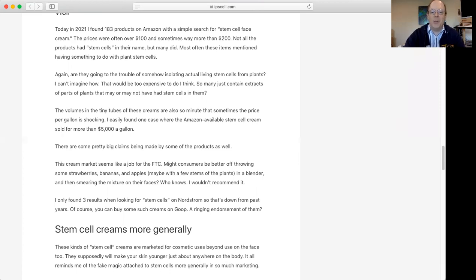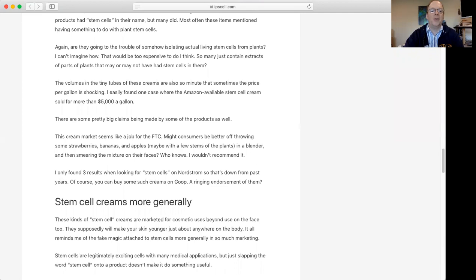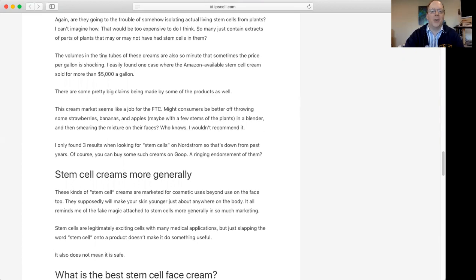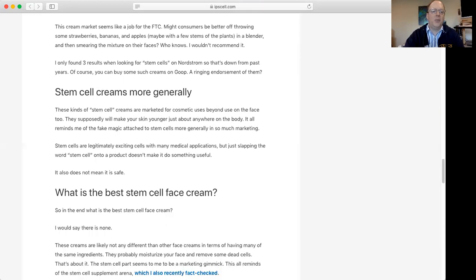So these creams also make a lot of claims, like they're going to literally make you seem younger, maybe make your face look younger. So I think the Federal Trade Commission, and in some cases the FDA, really need to jump in here and do a better job policing what's going on. While these creams are most commonly pitched to make your face look younger, they also will claim that they can make other areas of your skin look better.